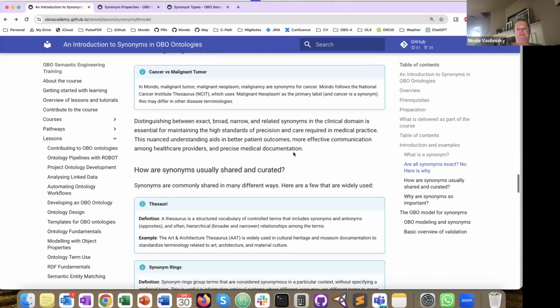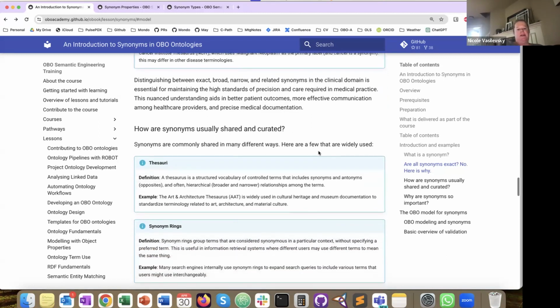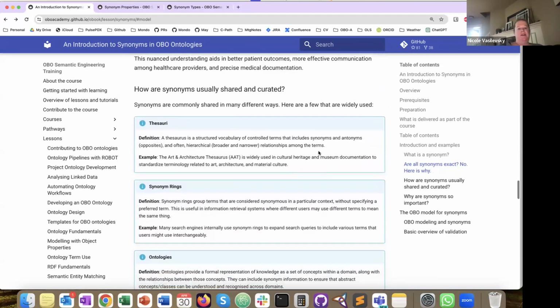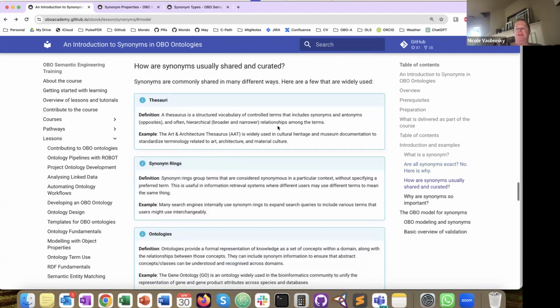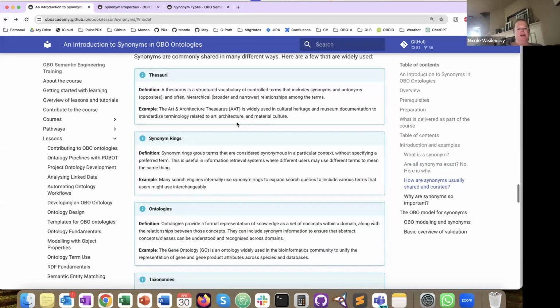So an important thing to note is the importance of distinguishing between these exact, broad and narrow synonyms. And this can really help with patient outcomes and precise medical care. So how are synonyms usually shared and curated? They're commonly shared in many different ways. The purpose of a thesaurus is to provide a structured vocabulary of controlled terms that include the synonyms and the antonyms, the opposites, for different terminology.